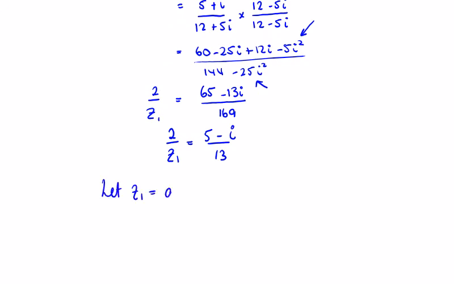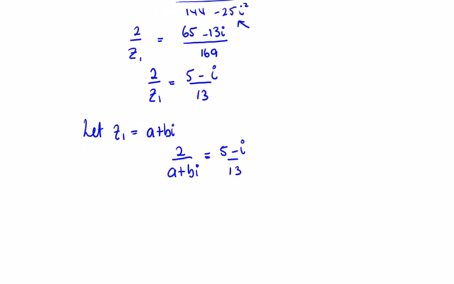Z1 equal a plus bi. So we're going to have 2 over a plus bi is equal to 5 minus i over 13. Cross multiplying here, we get 2 by 13, 26, equals a plus bi times 5 minus i. Now, if we multiply out the right hand side and equate the real parts and the imaginary parts, we'll have two equations in a and b.